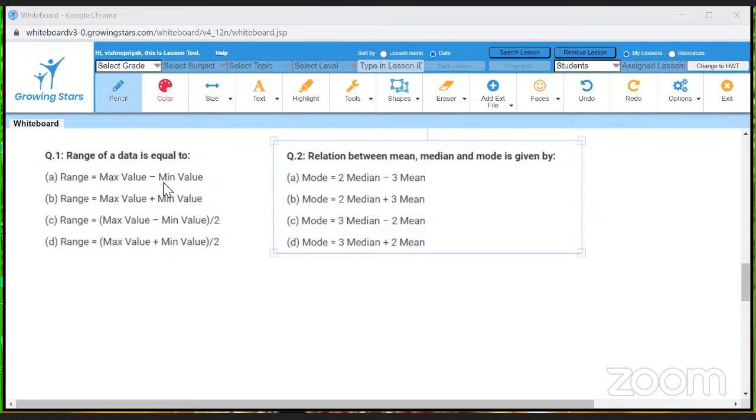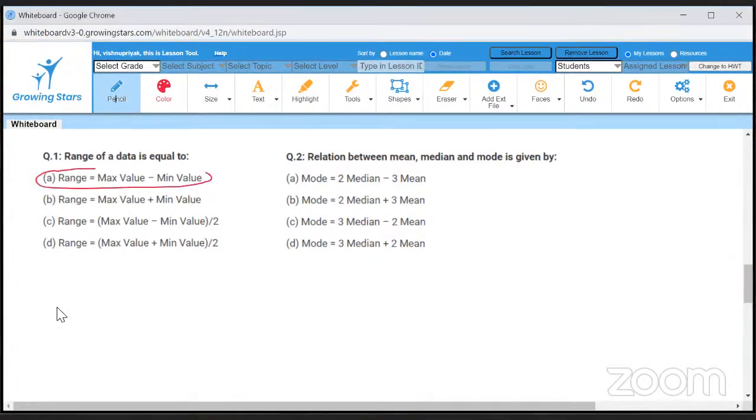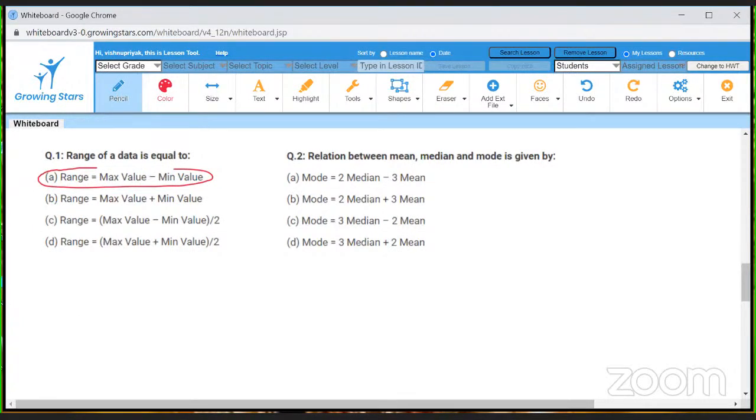Yes. For question number 1, range means what? Range is maximum value minus minimum value. That is range.